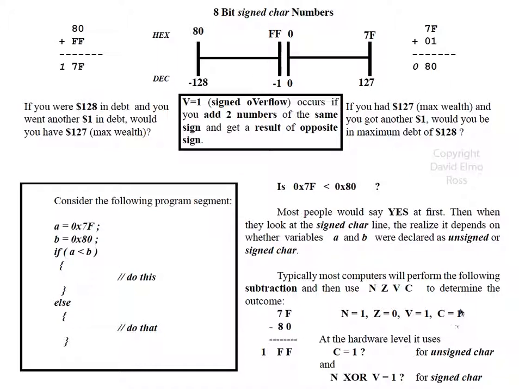So it's very important to understand NZVC at the hardware level, because at the hardware level, this is how it's going to determine if values are less than, greater than, less than or equal to, greater than or equal to, and for all control flow is going to be based at the hardware level on NZVC.